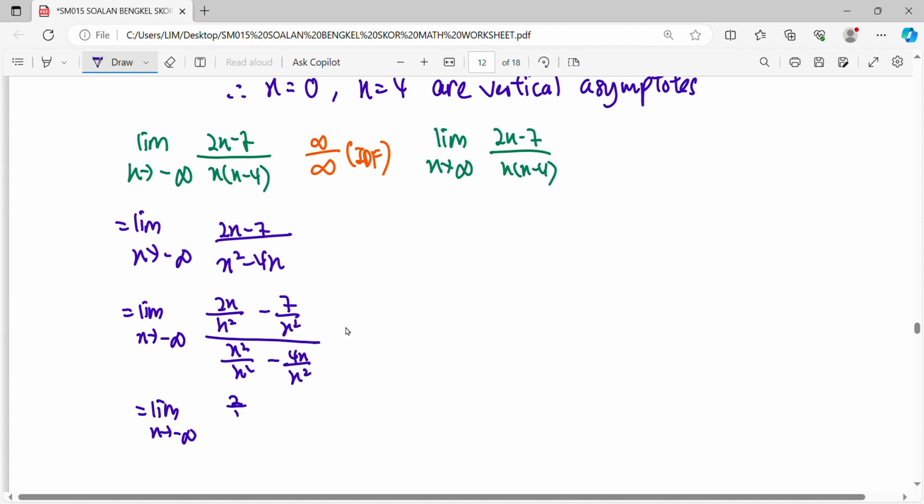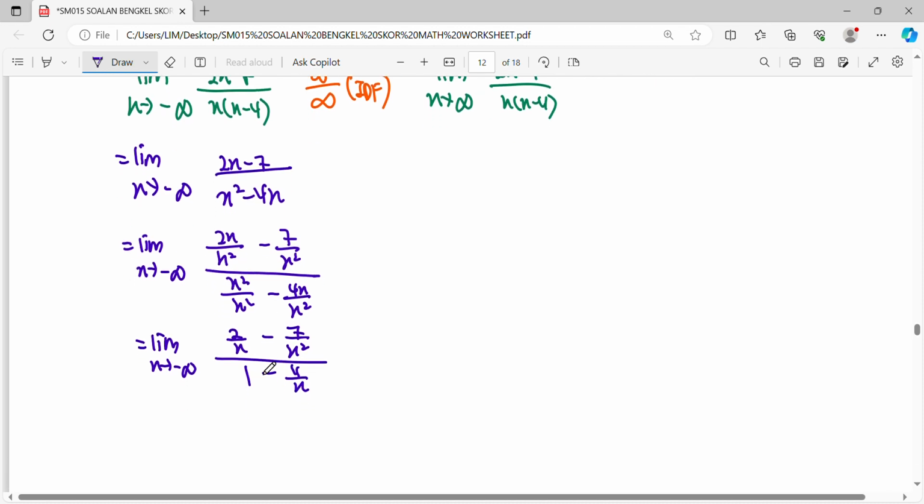Here 2 over x, here negative 7 over x squared, over 1 minus 4 over x. So when you substitute infinity again, 2 over infinity, 0. 7 over infinity squared, 0. Over 1 minus 0. So the answer is 0. So from the form infinity over infinity, which you can't calculate, if you use the right method to simplify your function, you get the answer.